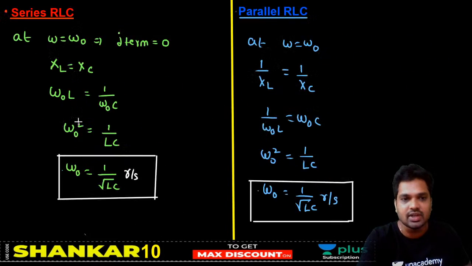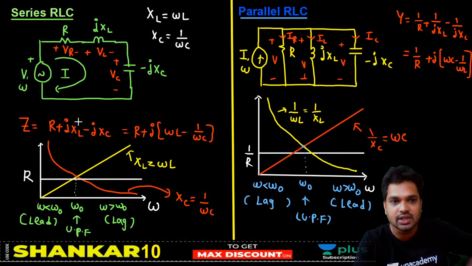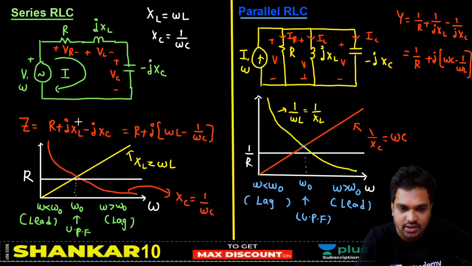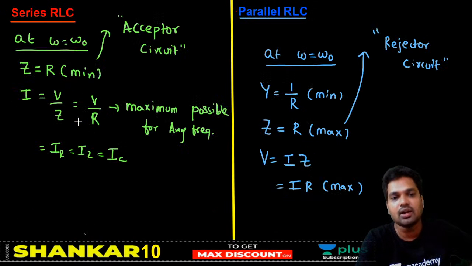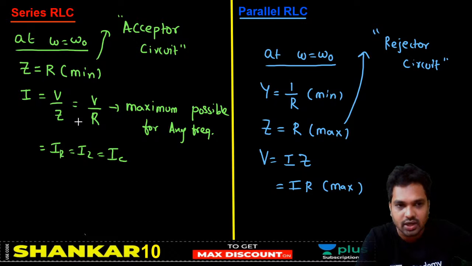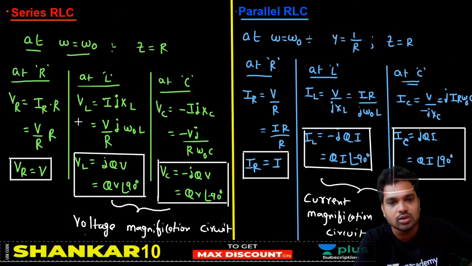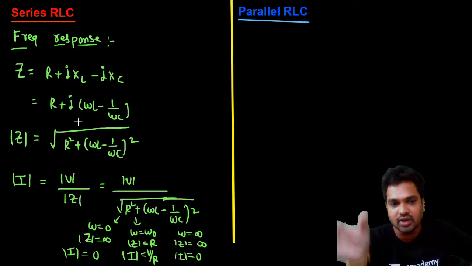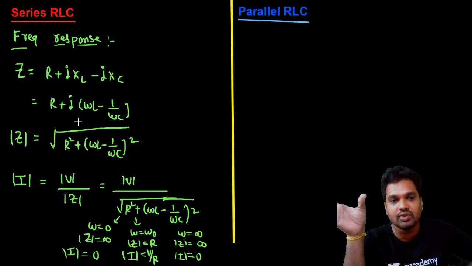Okay guys, let's revise the things. This is about your series RLC circuit and parallel RLC circuit with respect to omega: impedance, reactance, resistance, whatever inductor reactance, capacitor reactance and resistance variations, and resonant frequency. At resonance, what happens in the series and parallel, and also voltage magnification and current magnification. Then we are starting the frequency response. This part we will finish tomorrow.